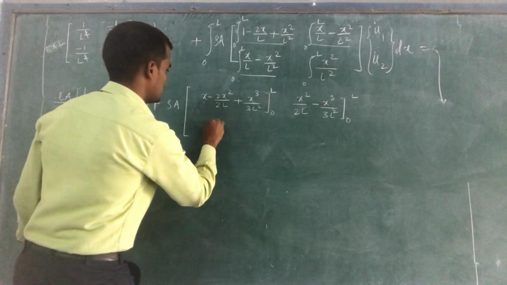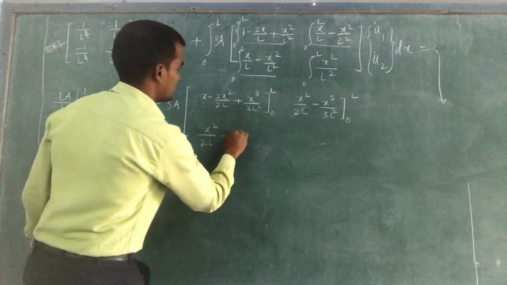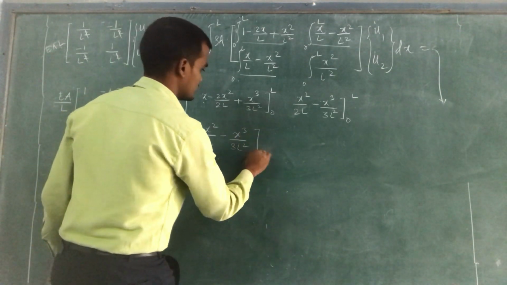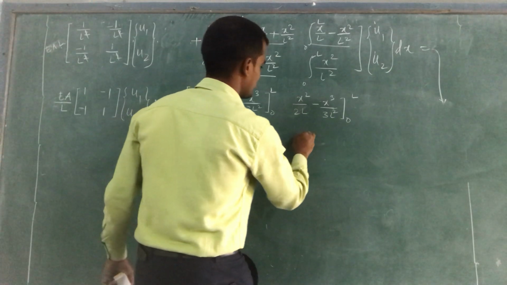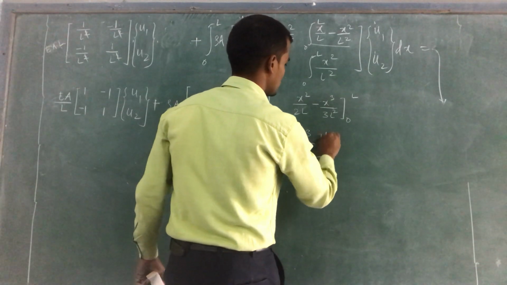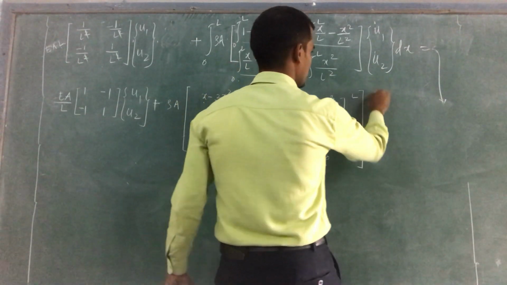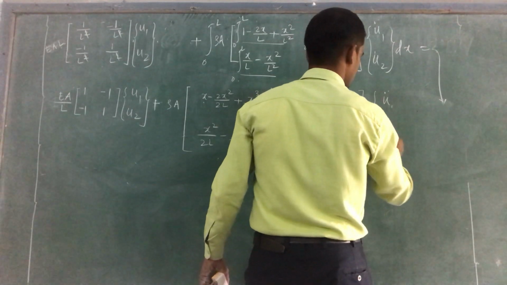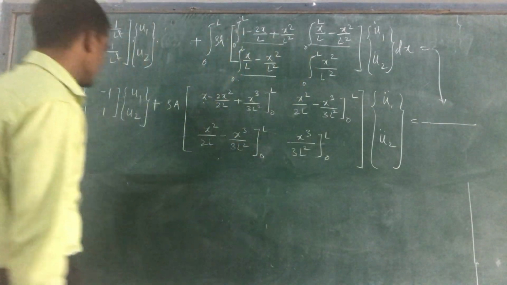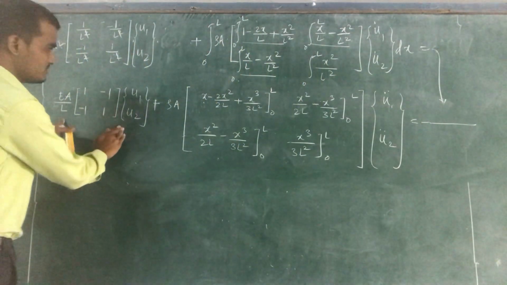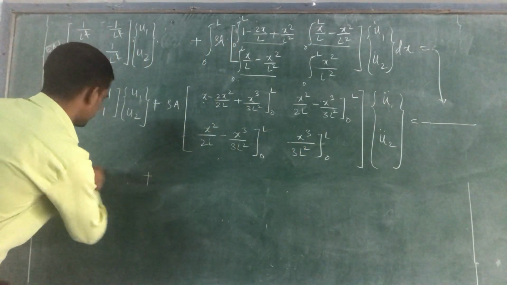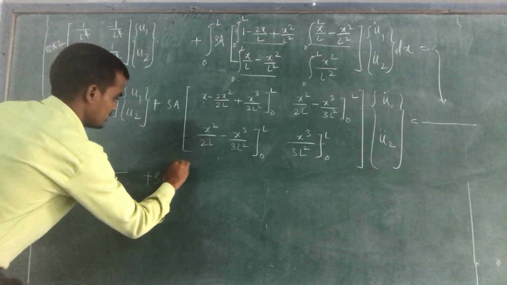Then for the third, x square by 2 times L minus x cube by 3 times L square over limit 0 to L. And finally x cube by 3 times L square over limit 0 to L, into this U1 double dot and U2 double dot is equal to this term. Okay, so here we have simplified this term. Now we will concentrate on simplifying this term. So this will become plus, the same term, rho A in bracket.